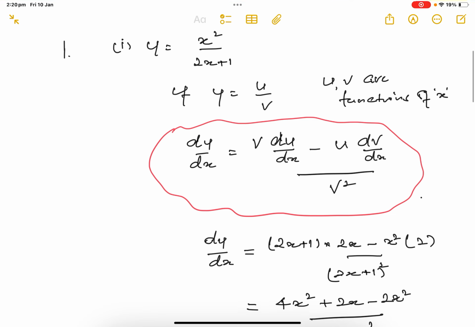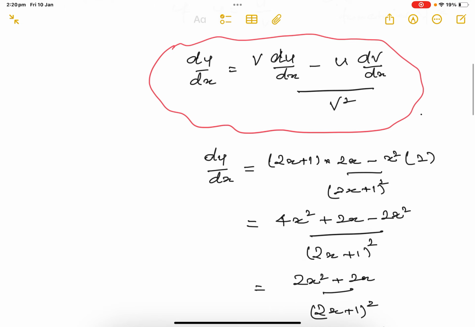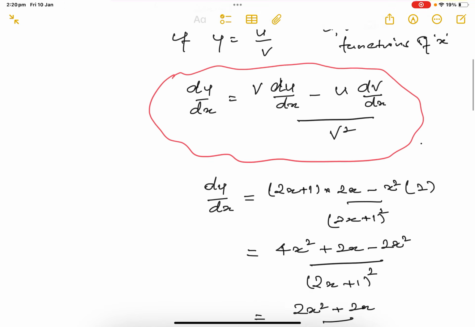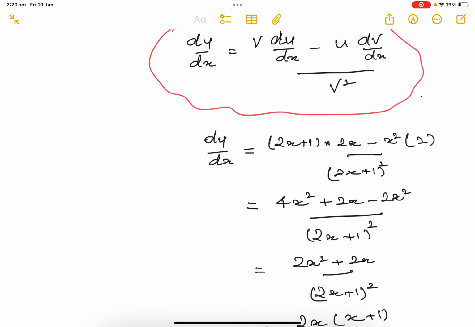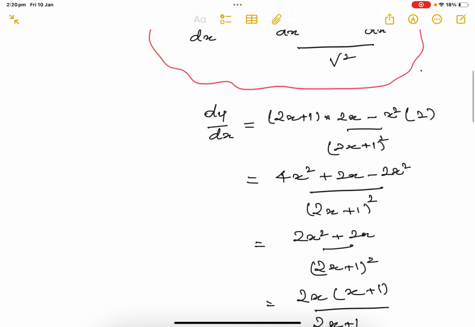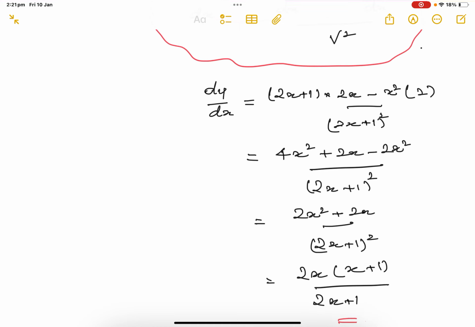Let's look at the question as y equals x squared over 2x plus 1. Therefore, x squared is u, and 2x plus 1 is v. So let's plug in. dy over dx: v is 2x plus 1, the differentiation of x squared is 2x, minus x squared, that is u, times the differentiation of v, which is the differentiation of 2x plus 1, just 2, divided by v squared, that's 2x plus 1 squared.